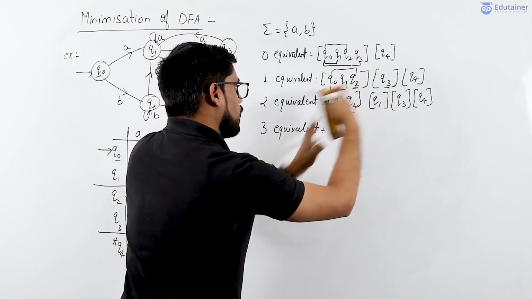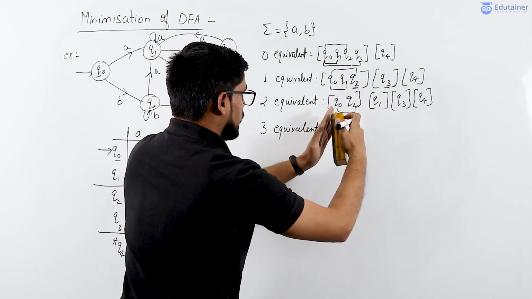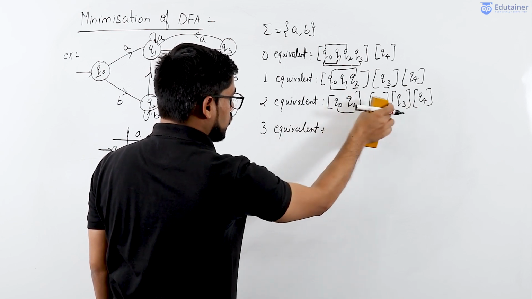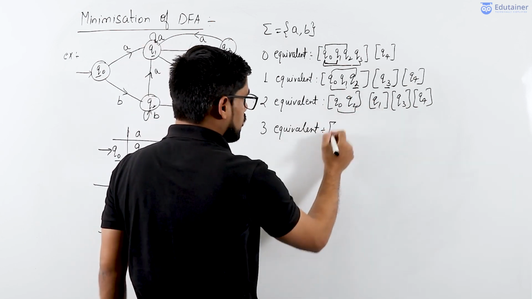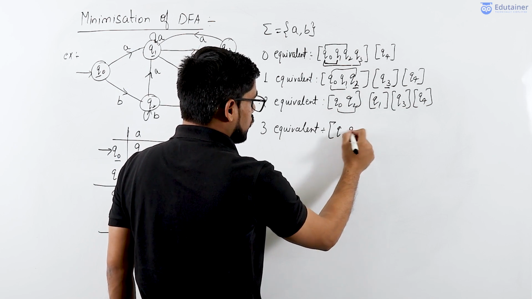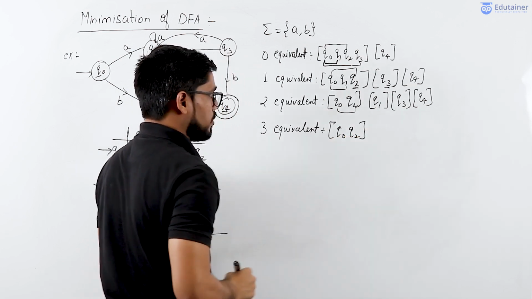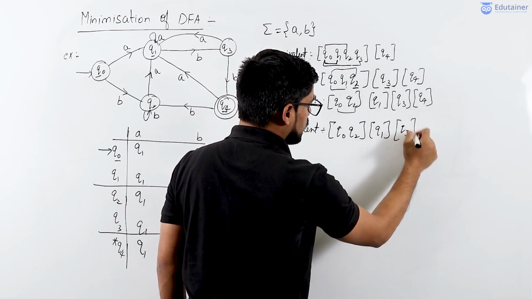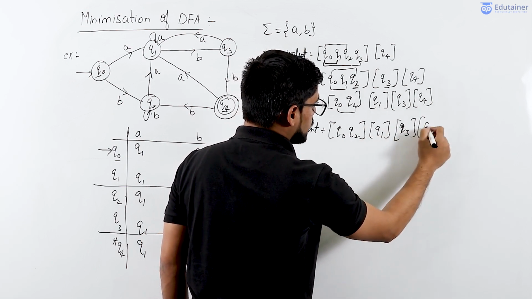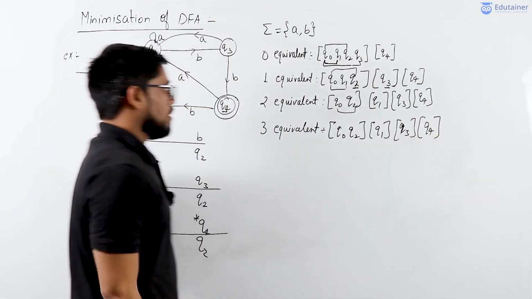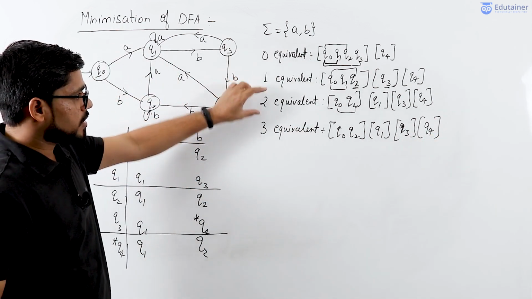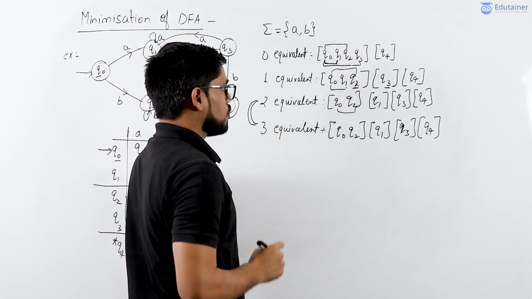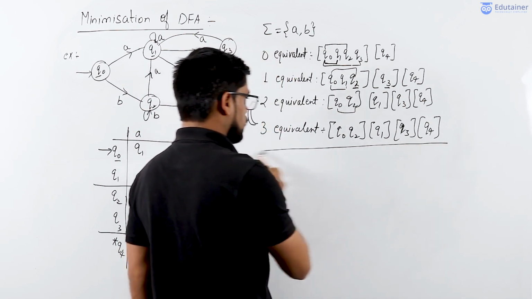If it is different, then we will separate them. But if it is the same, Q1 and Q2 are present in this box, Q1 is present in this box. That means in this particular three equivalent, Q0, Q2 will come again together. Q1 is separated, Q3 is separated, and Q4 is separated. So the two equivalent set and the three equivalent set are equal. So I have to stop this procedure.